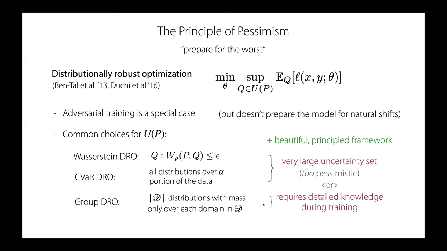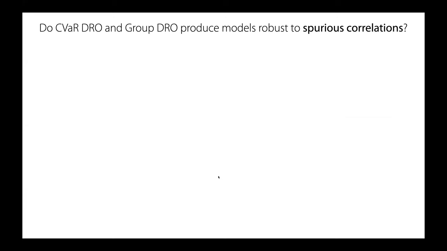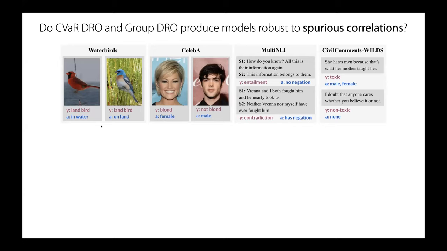So how well do these methods actually do when you evaluate them on robustness to spurious correlations? We're going to look at four different data sets to evaluate this. The first is the Waterbirds data set, where you're trying to classify whether the bird in the foreground is a land bird or a water bird, and it spuriously correlates with the background being either water or land. The second example will be the CelebA data set, where we want to predict hair color, which spuriously correlates with gender. The third example will be predicting entailment or contradiction, and the spurious correlation will be whether there is a negation in the sentence. And the last example will be the content moderation or toxicity prediction that I mentioned before.